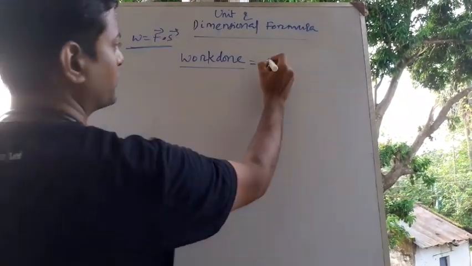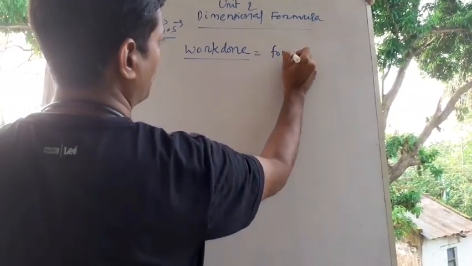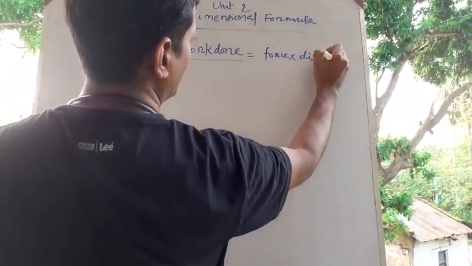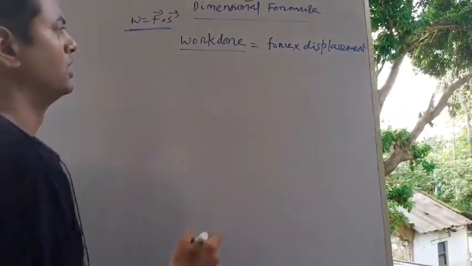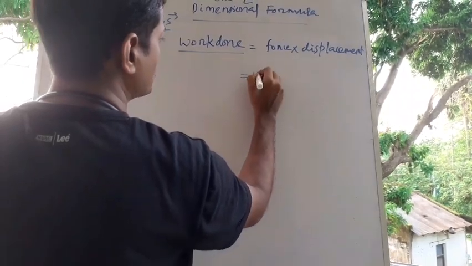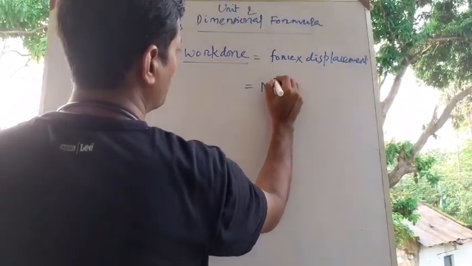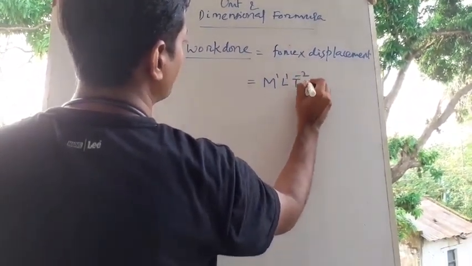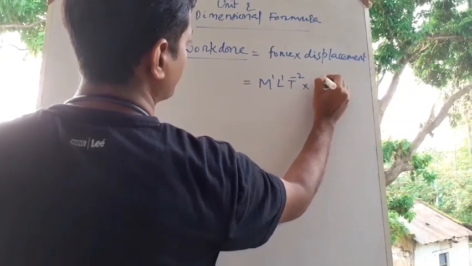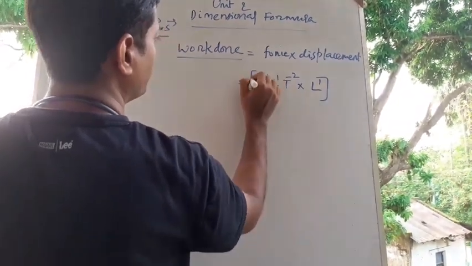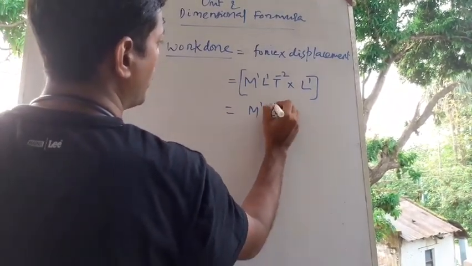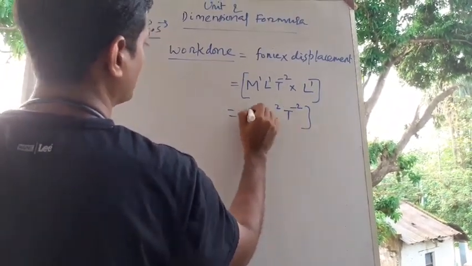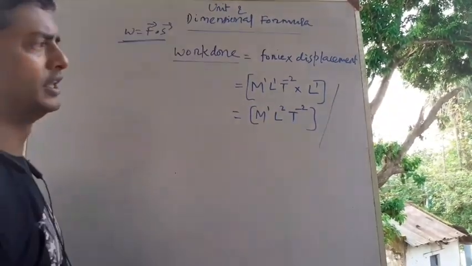So work done is simply force into displacement. So what is the dimensional formula of force? Already I have found out. M1 L1 T minus 2 and displacement is L1. So the dimensional formula of work done will be M1 L2 T minus 2.